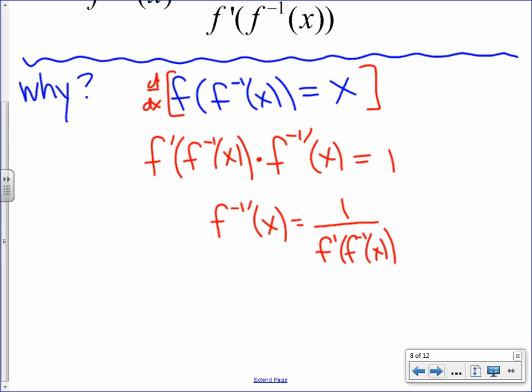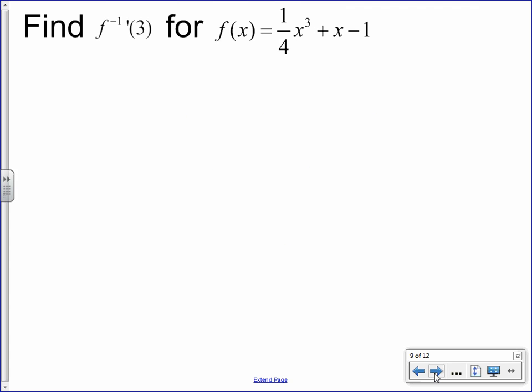Now, does this look like a simple rule? No. It's a simple rule, but for some reason it is difficult to remember. You have to do your homework today. You have to practice these. Let's try a couple.